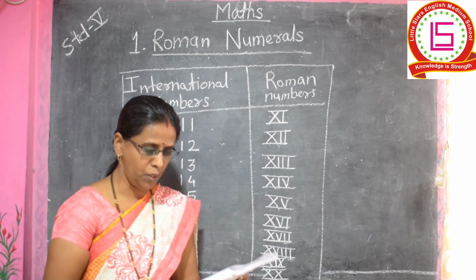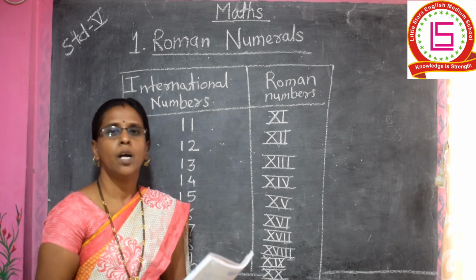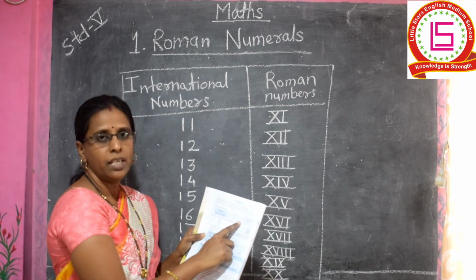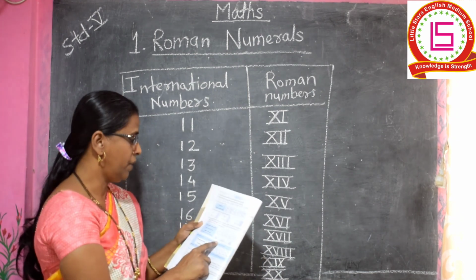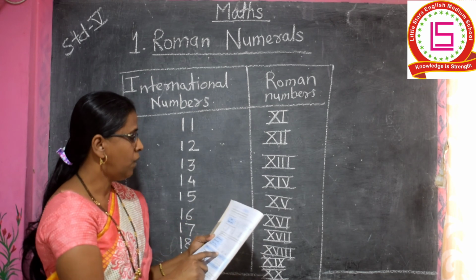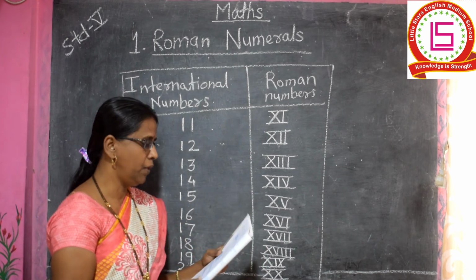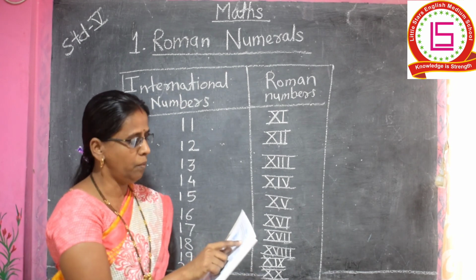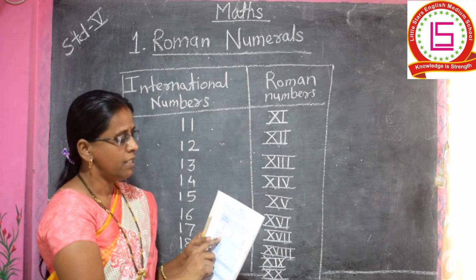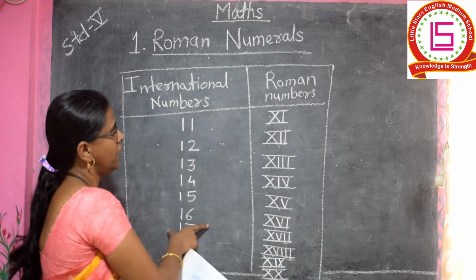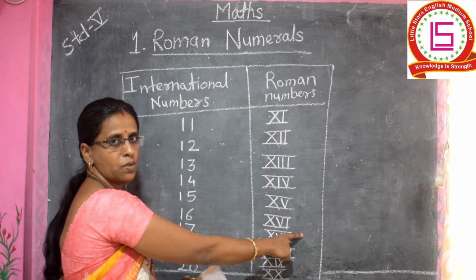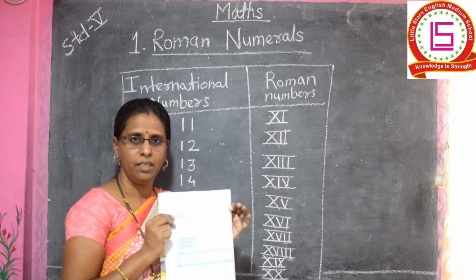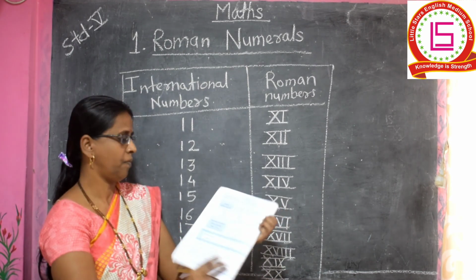And see here page number 2. Problem set 1 is given for you. Okay. See here. Here some questions are given for you. Write all numbers from 1 to 20 using Roman numerals. Write the following numbers using international numerals. Fill in the empty boxes. See here, you write here the international numbers, and these Roman numbers. Okay. Solve this problem set first in your notebook. Okay. Thank you.